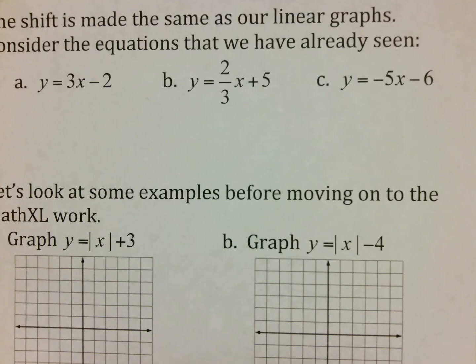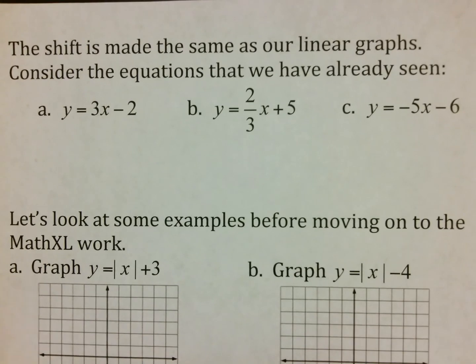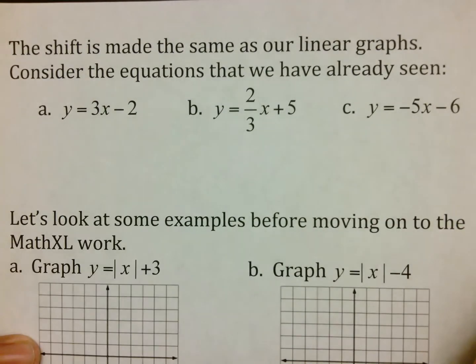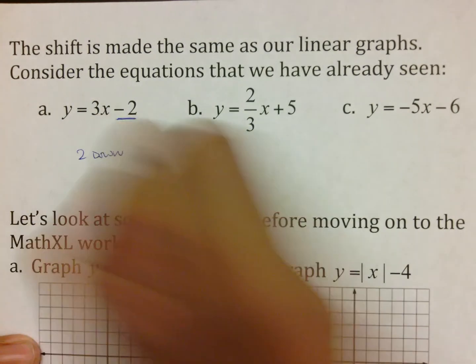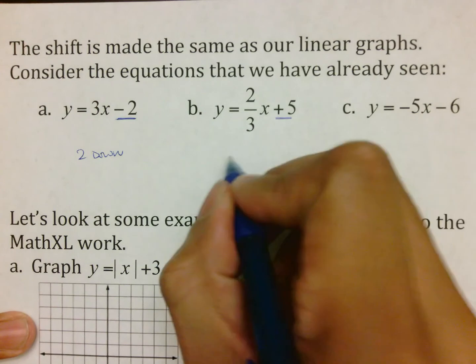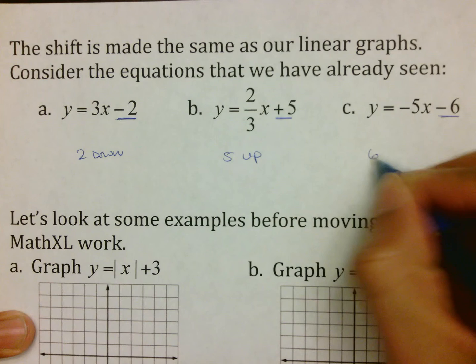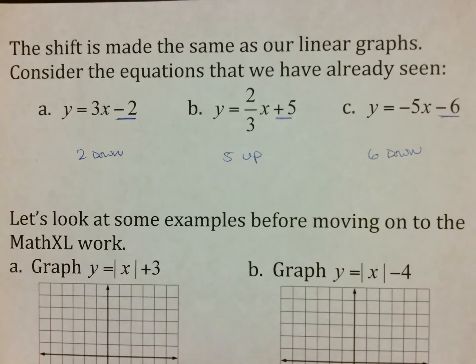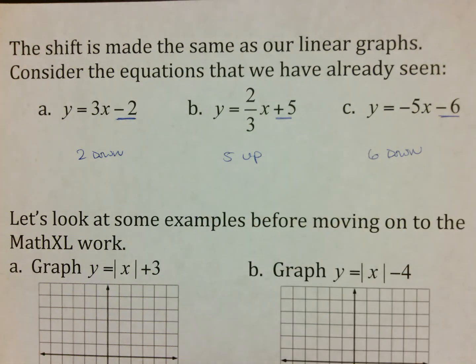The shift itself is made similar to what we did in our linear graphs that we already seen. What we remember, if you did that when we graphed this over the last few weeks, is that this number told us to go 2 down because it's negative, that this number told us to go 5 up because it's positive, and that this number told us to go 6 down. And you want to write that down because it is negative. Again, negative 6 meant 6 down, positive 5 meant 5 up, negative 2 meant 2 down, and so on. So what we learned in that is going to be the same thing we're going to apply today.